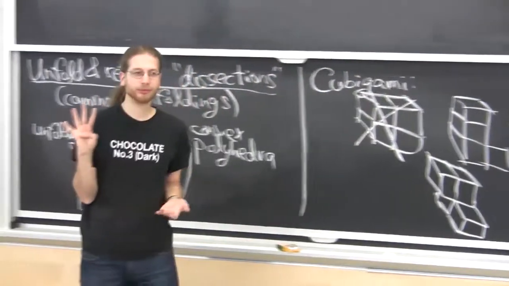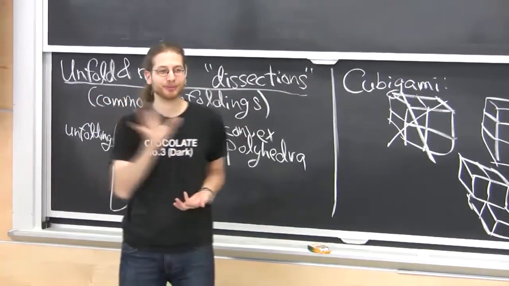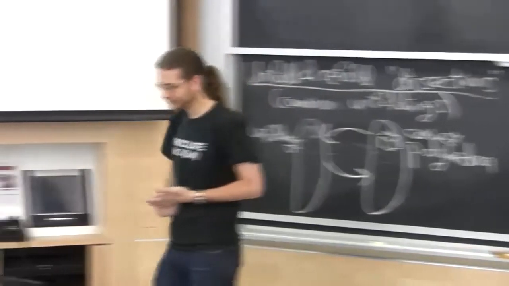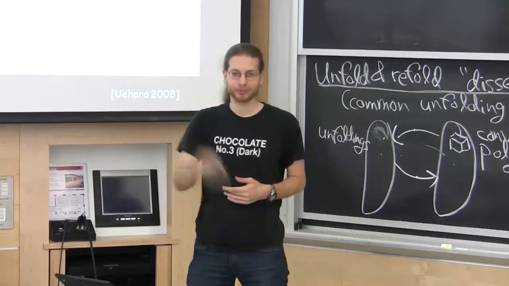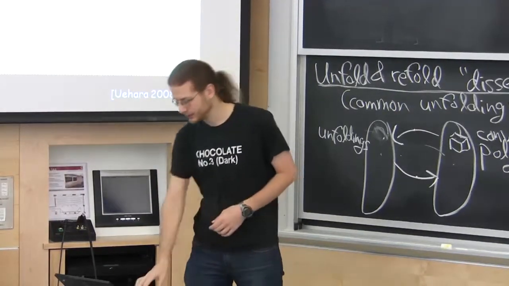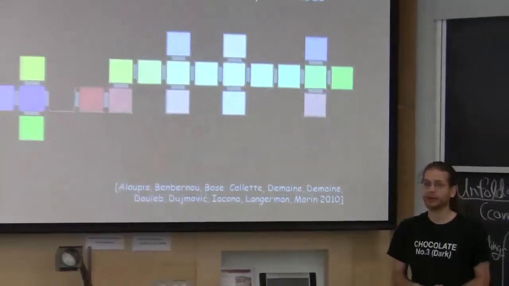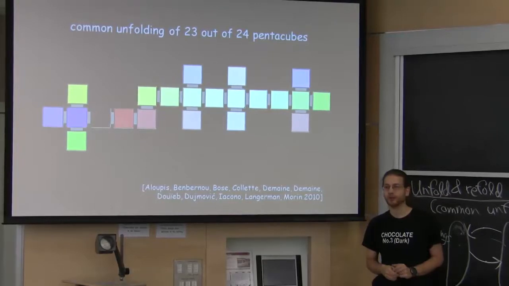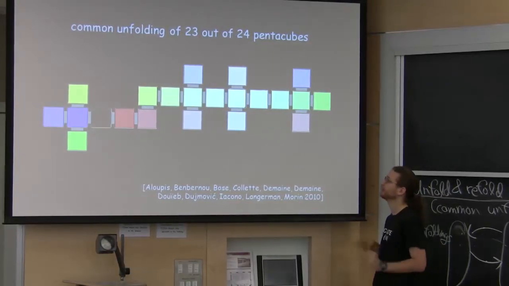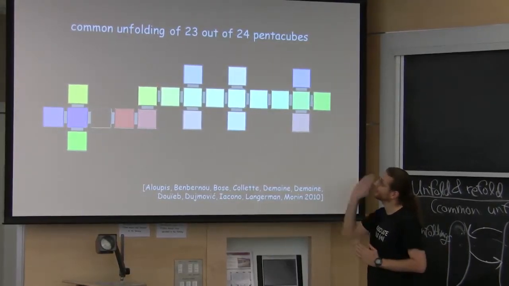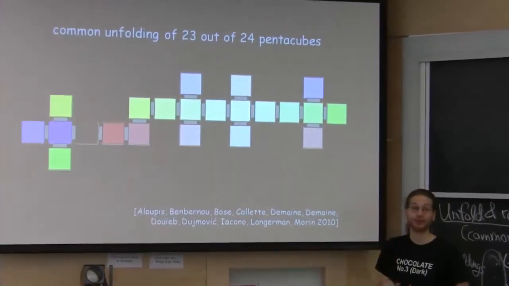That's 4 cubes. What about 5 cubes? Well, that was the subject of a paper also presented last week in China. And it turns out there is no common unfolding of all 24 pentacubes. That's 5 cubes joined together. But there is a common unfolding of 23 out of 24 of them.